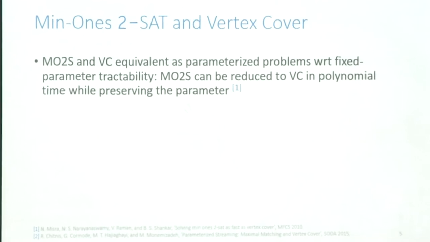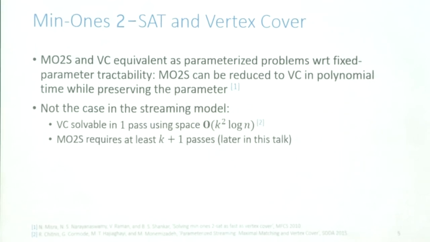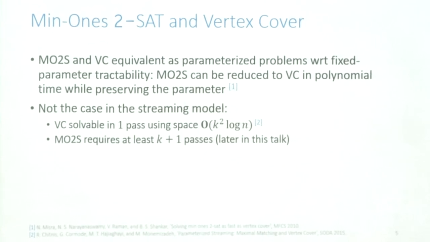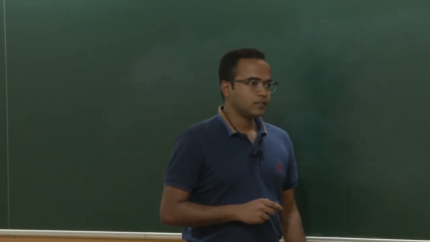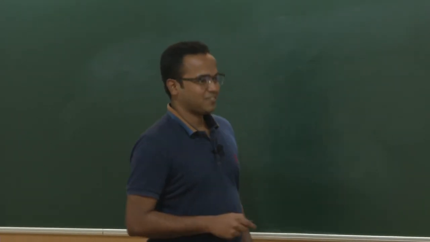So min-1's 2-SAT and vertex cover are basically the same when you consider them as general parameterized problems. But if you look at the streaming model, they are different. Vertex cover is solvable in a single pass using space O of k squared log n. And this was proved in a paper by Chitnis et al. in SODA 2015. But we show in our paper that min-1's 2-SAT in the parameterized streaming setting requires at least k plus 1 passes. Not for any arbitrary f. There are hard instances which will require k plus 1 passes.